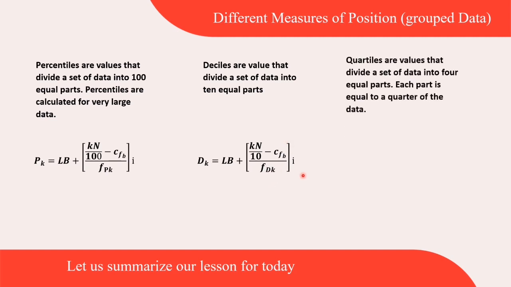And for quartiles, quartiles are values that divide a set of data into 4 equal parts. Each part is equal to a quarter of the data. Q sub k is equal to LB plus k times n over 4 minus CF sub b, all over F sub q sub k, times I. Remember that for the percentile, we have the denominator 100. For decile, we have the denominator 10. And for quartile, we have the denominator 4. And then we just change the letters. For percentile, we use the letter P. For decile, we use the letter D. And for quartile, we use the letter Q.